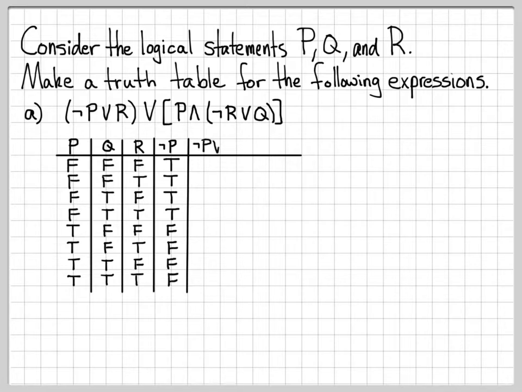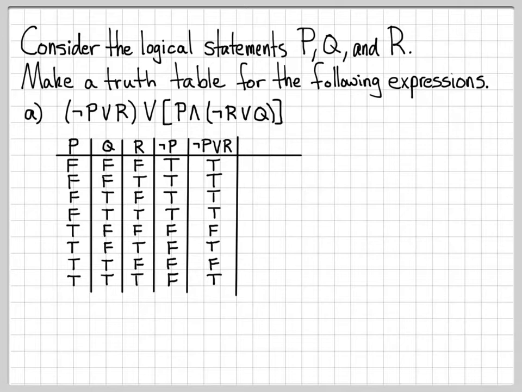What's something else I'm going to need? Well, let's go ahead and make a column for this part of my expression, not P or R. I already have not P right here, and I have R right here. So to fill in this column, all I need to do is OR each entry like this. So F or T is definitely T. T or T is definitely T. So if there's a T in the row, I'm definitely going to have T. The only time I'm going to have a false is when both of them are false. So there and there. So I can fill out this column pretty easily. So there's a false, true, false, true. Okay, so now we have a column for that.